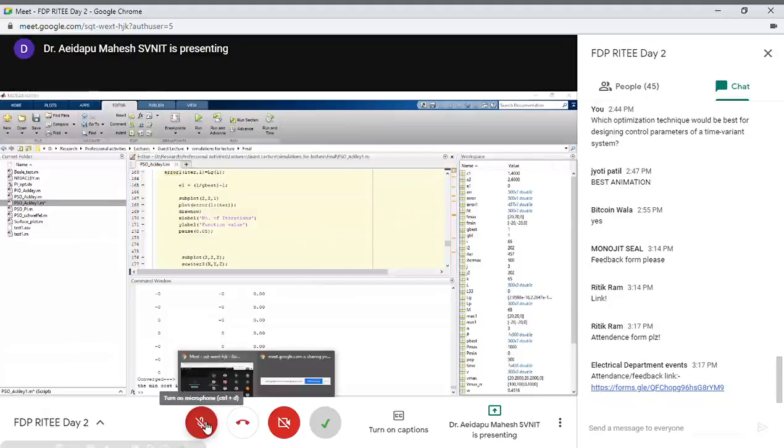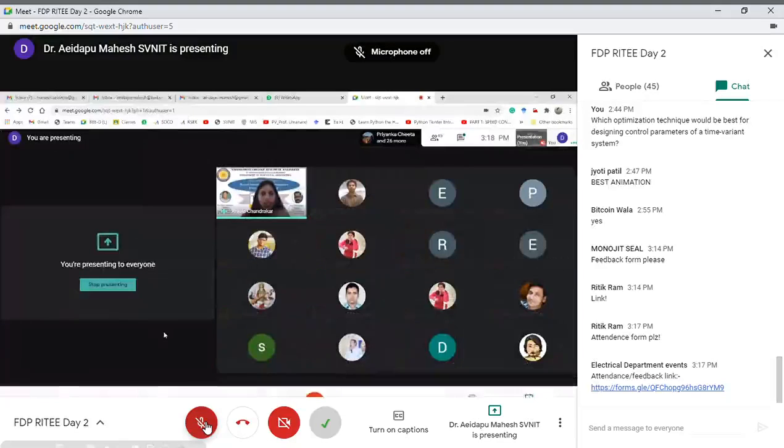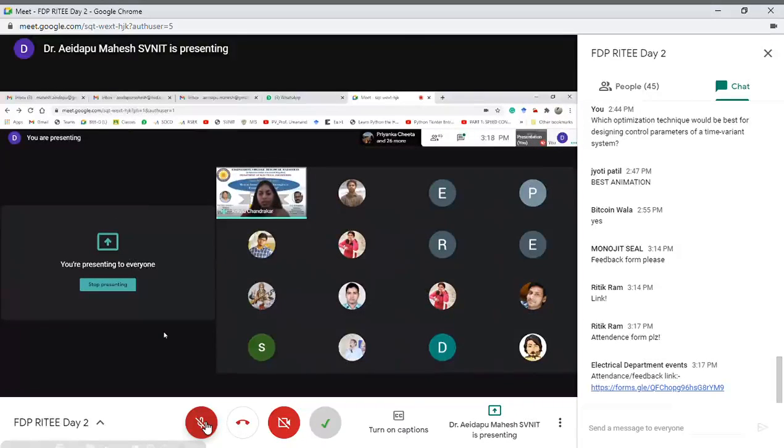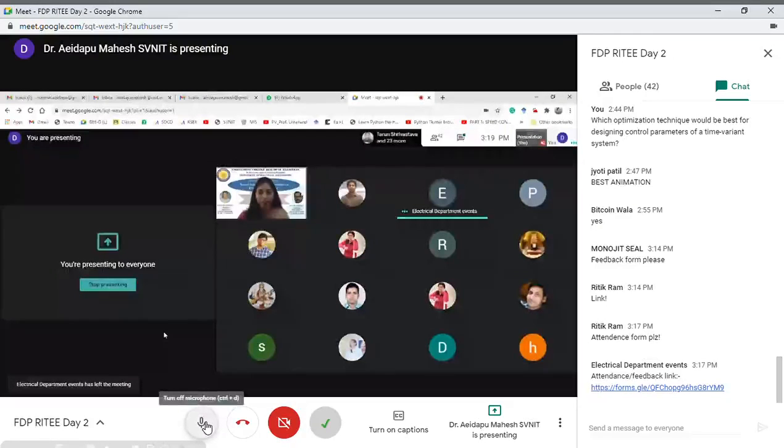Any more questions? Yes, there was a question in the chat box. I'll read it out for you. The question says, which optimization technique would be best for designing control parameters of a time variant system? It's actually a broad question. There is no specific defined algorithm for any particular application.